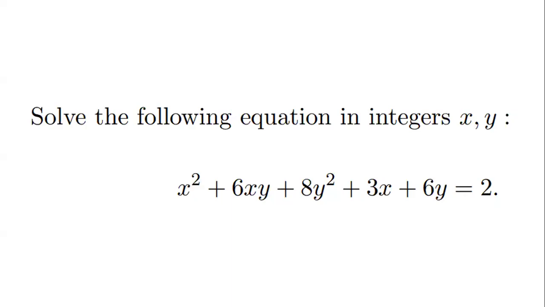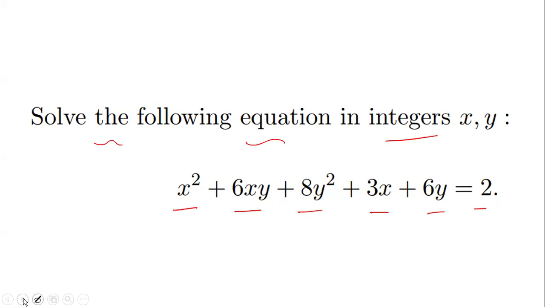So hello guys, in this video we are going to solve this problem. It is given that we have to solve the following equation in integers x and y. The equation is x square plus 6xy plus 8y square plus 3x plus 6y is equal to 2. So we solve this equation by factorization method.